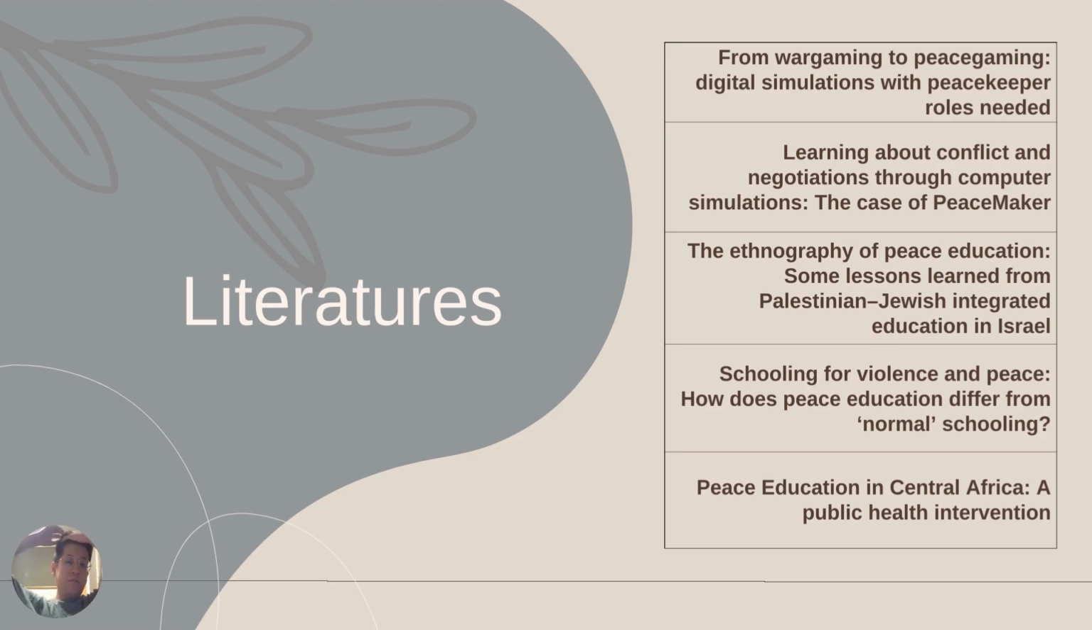Interestingly, the third article also talked about the same conflict, which is the ethnography of peace education, some lessons learned from the Palestinian Jewish integrated education in Israel. And in this article, the author was sharing about their experience on how bilingual education is important to reach the recovery from the conflict. The fourth article here is Schooling for Violence and Peace. How does peace education differ from normal schooling?